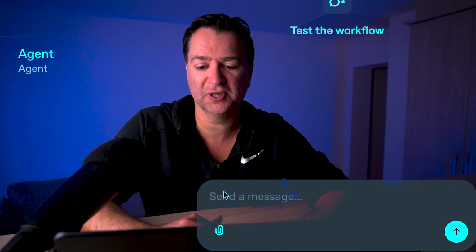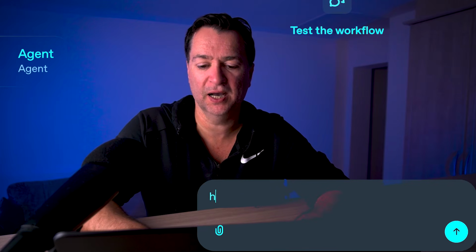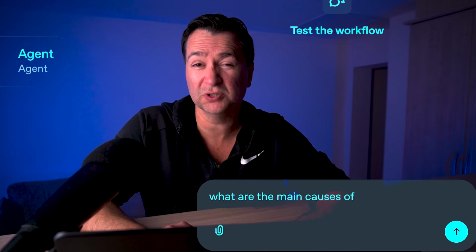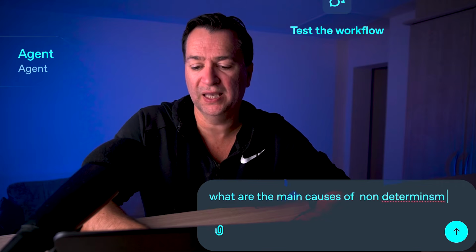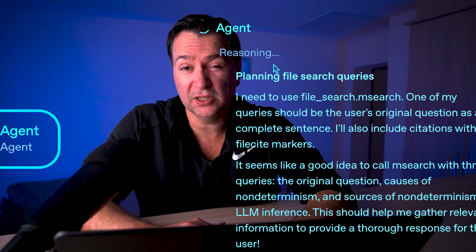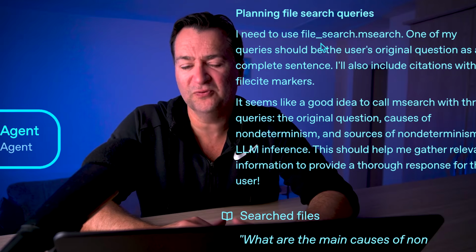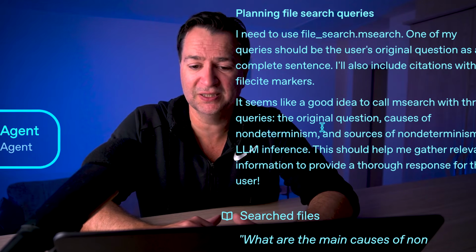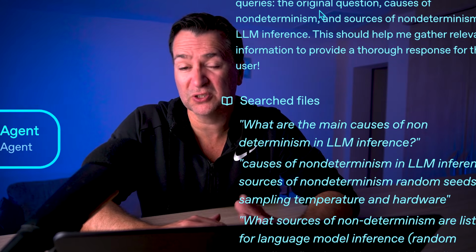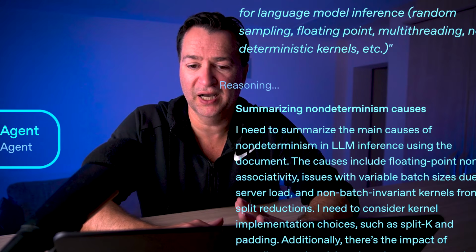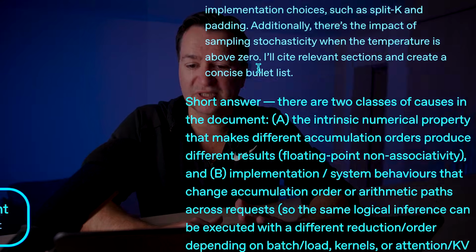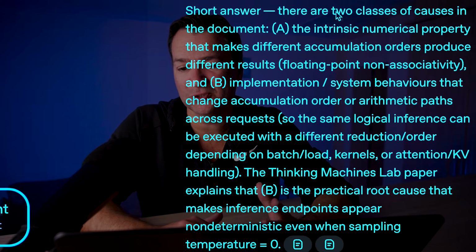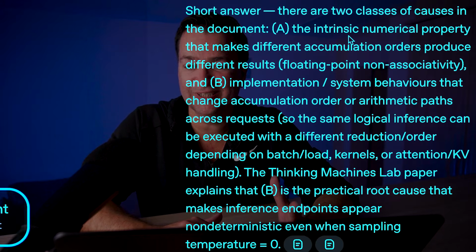And again, if I want to, I can preview and I can say what are the main causes of non-determinism in inference. Now, as you can see there, the agent is kicked off and it's saying I need to use the file search. One of my queries should be the user's original question as a complete sentence, etc. So it's going to go off and call the tool. It's going to run some searches there. It's reasoning. And then it says there are two classes of causes, blah, blah, blah.